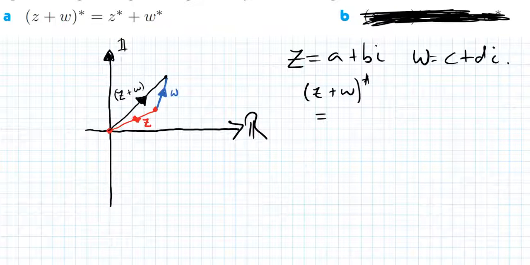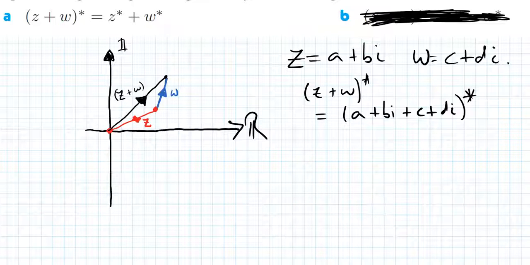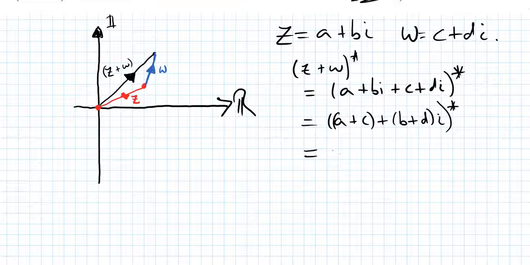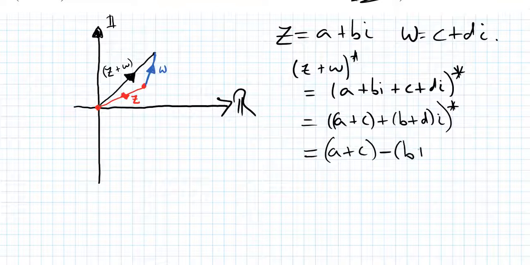Well, (z + w)*, let's put in some values for z and w. So (a + bi + c + di)*, right? And of course, we can move around those components. So we're going to have a + c as our real component, and (b + d)i as our imaginary component. Now, if I want the conjugate of that, with the star there, I just need to invert the sign, don't I? So that is going to be a + c - (b + d)i.